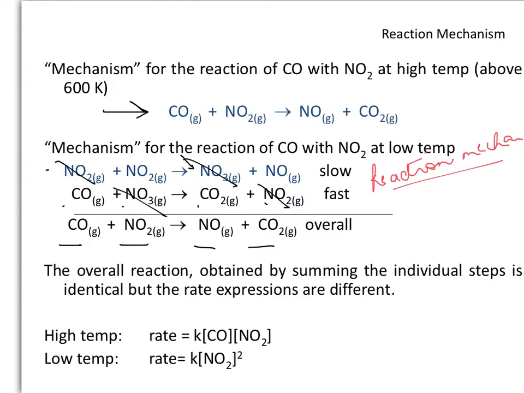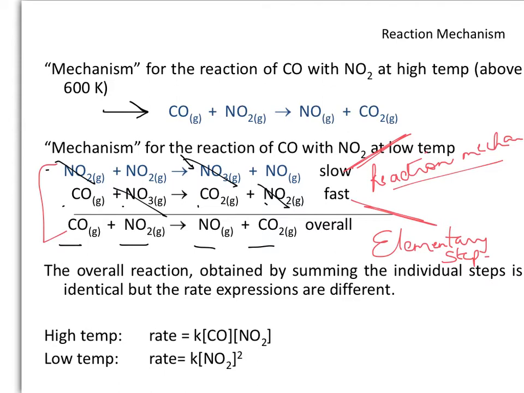Now, each of these steps that you write, irrespective of whether it's a slow step or a fast step, is given a name. It's called an elementary step. So one can say that many elementary steps together make up a reaction mechanism. The mechanism is the whole deal, and each of these steps is called an elementary step. Elementary steps themselves cannot be broken down into simpler steps. They occur exactly how they are written.